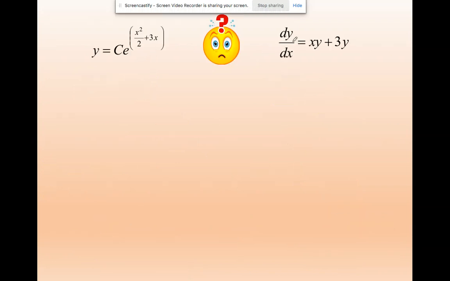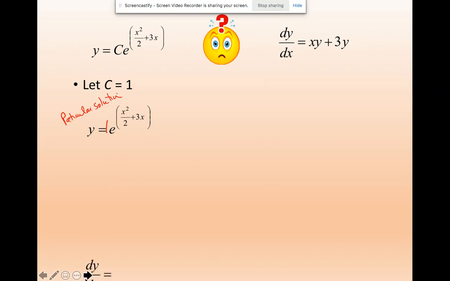You're telling me that this expression, y is equal to c e to the x squared over 2 plus 3x, when you take its derivative, you get this? I don't think so. Well, let's pretend that we solved for c and we got c to be 1. Then my particular solution is 1 times e to that stuff.